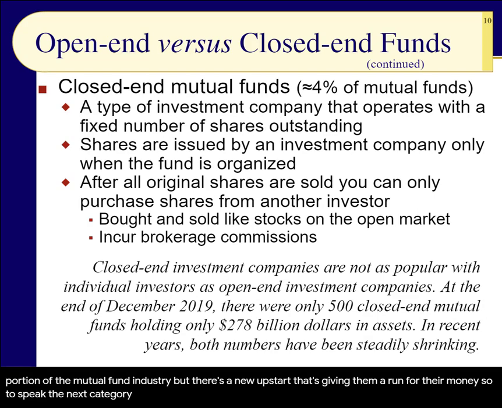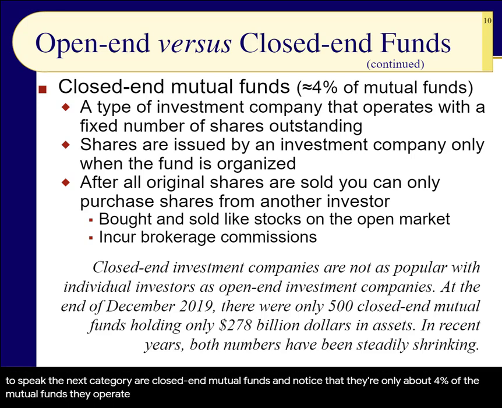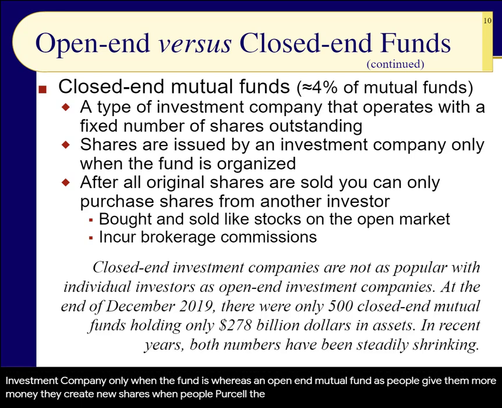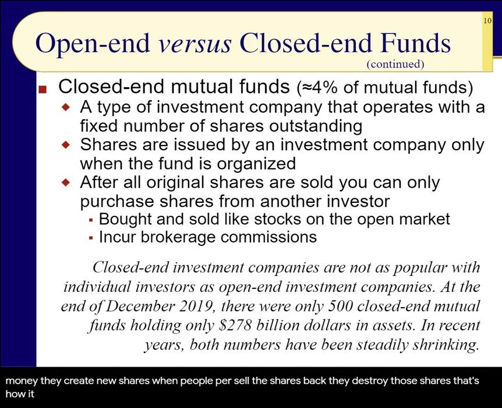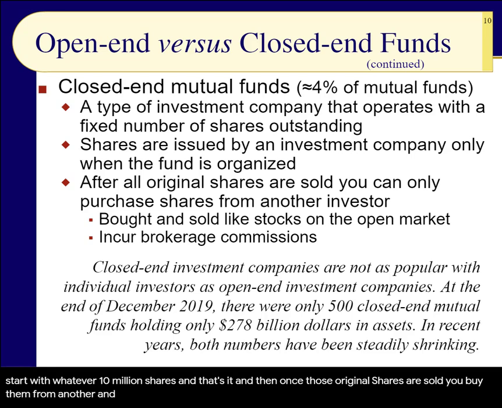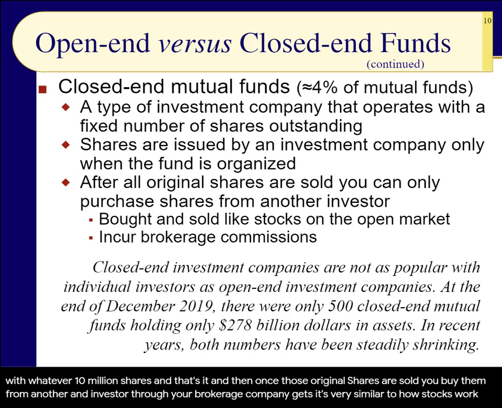The next category are closed-end mutual funds. Notice that they're only about 4% of the mutual funds. They operate with a fixed number of shares outstanding. The shares are issued by the investment company only when the fund is organized. So there's a set number of shares. Whereas with an open-end mutual fund, as people give them more money, they create new shares. When people sell the shares back, they destroy those shares. That's how it works. A closed-end mutual fund is very different. They say, okay, we're going to start with, whatever, 10 million shares, and that's it. Once those original shares are sold, you buy them from another investor through your brokerage company. It's very similar to how stocks work, as we'll learn later on.